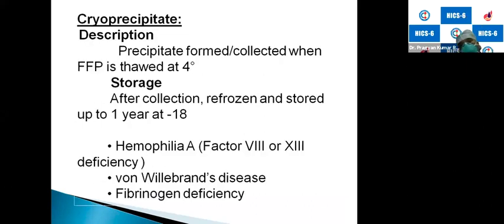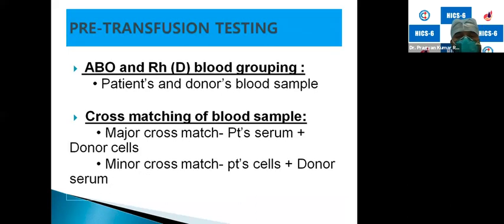Cryoprecipitate, another sister concern of fresh frozen plasma. It's a precipitate formed or collected when FFP is thawed at 4 degrees centigrade. It can be stored for 1 year at minus 18 degrees. Indications are usually hemophilia, von Willebrand factor, and fibrinogen deficiency.